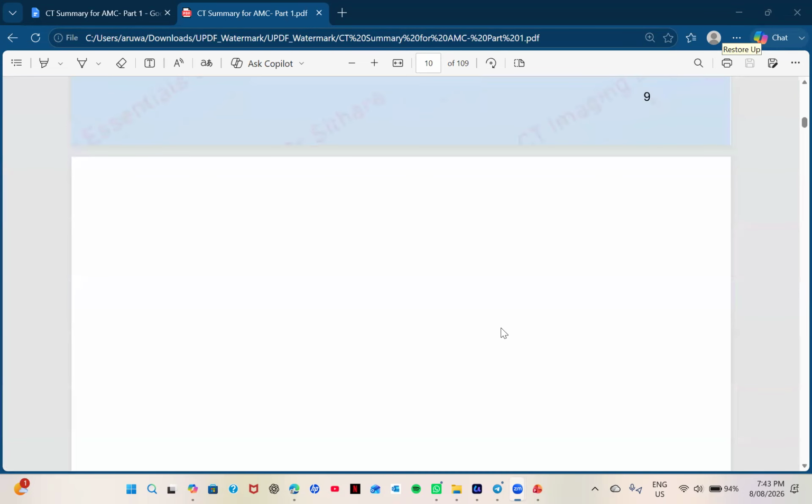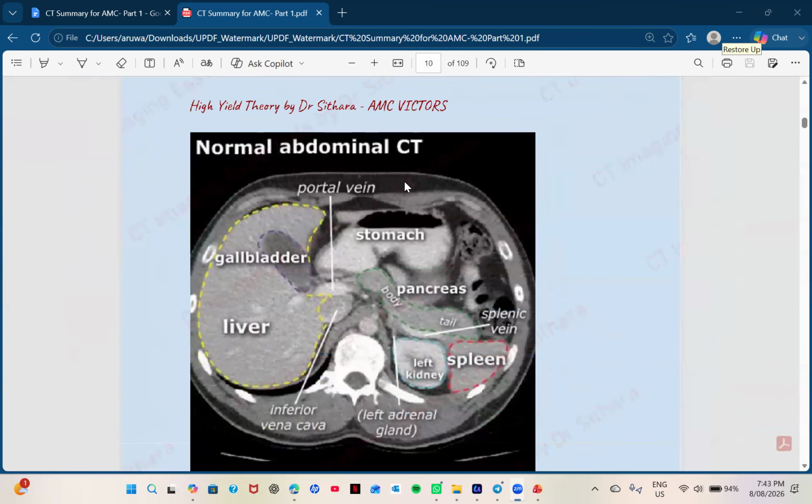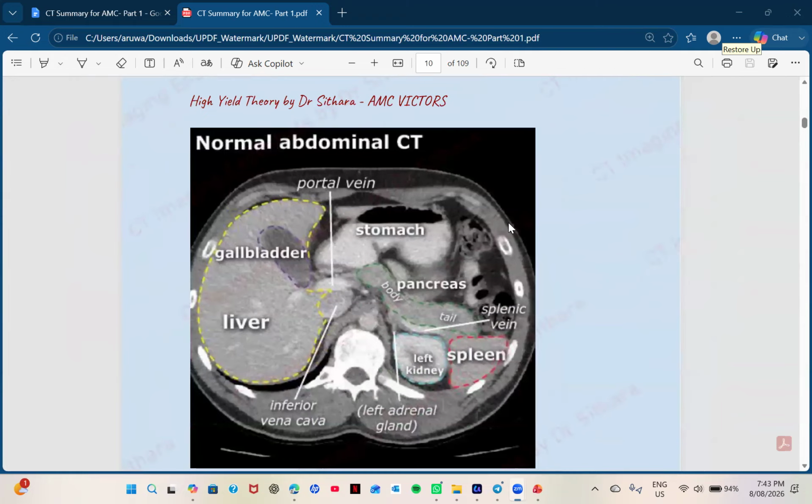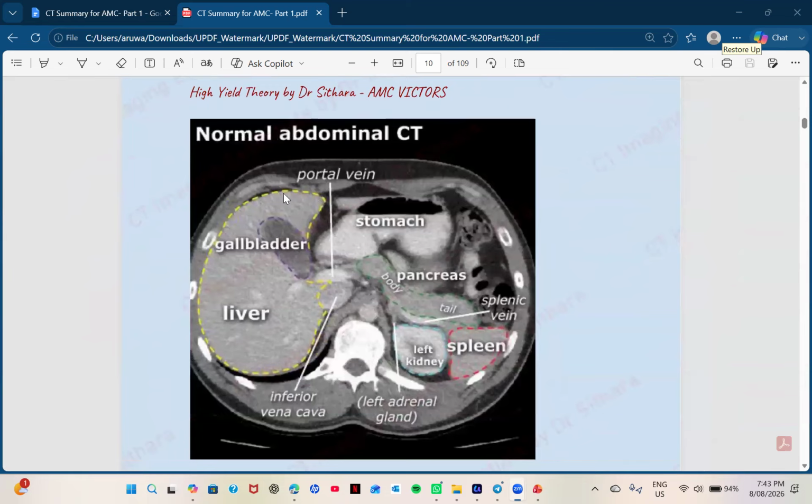Why is this not loading? Okay, then we will discuss the normal abdominal CT. Normal one, then we'll come back to the pathology. So normal here, this is the axial view.